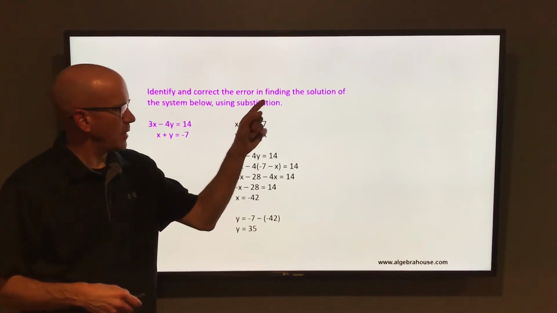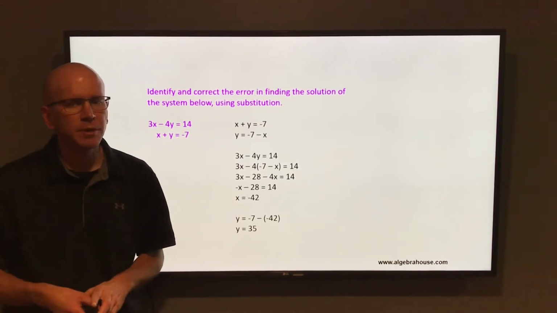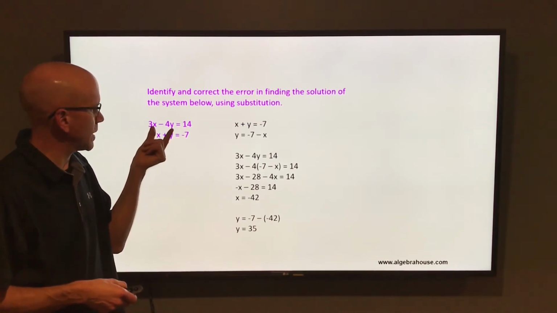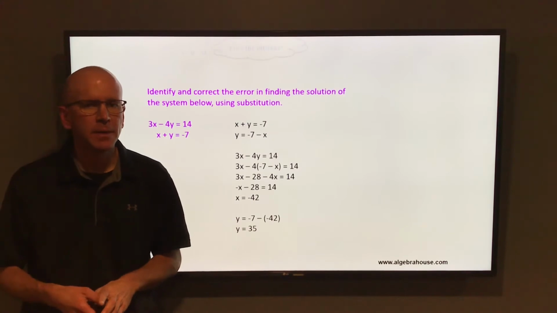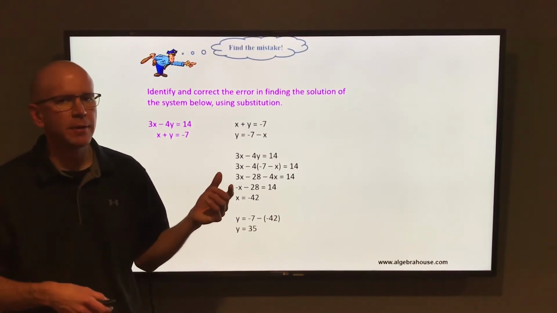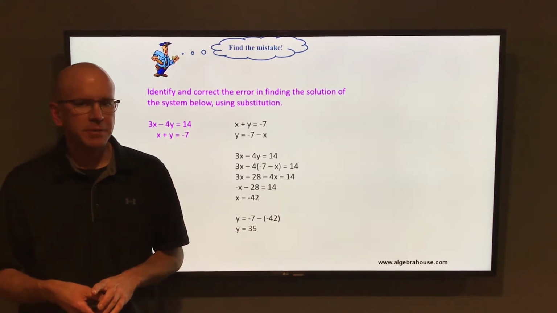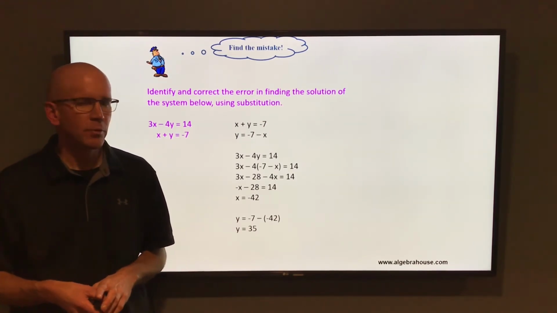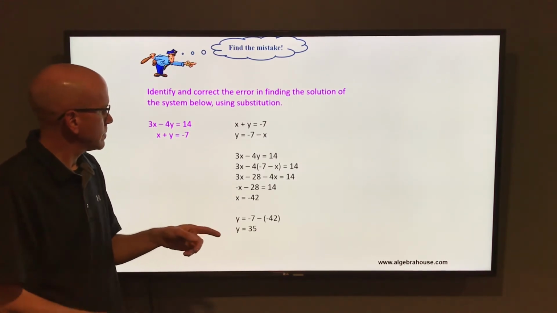Identify and correct the error in finding the solution of the system below using the substitution method. So we have these two equations, 3x minus 4y equals 14, and x plus y equals -7. Someone used the substitution method, and as you can see by my buddy behind me, has made a mistake. So he'll be thrilled when we find the mistake.